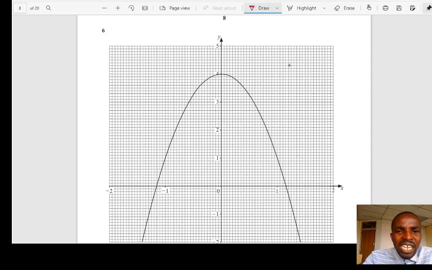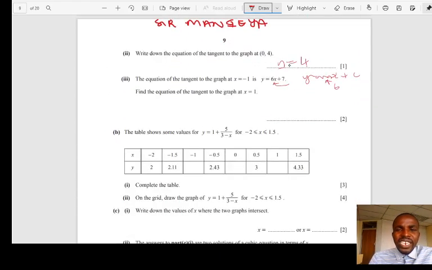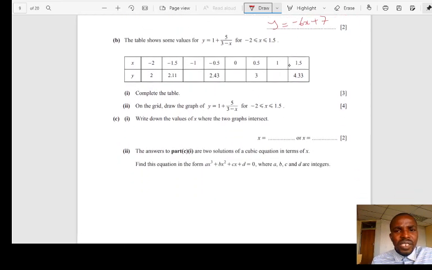Since they are also symmetrical, it means the y-intercept, the point where these two graphs cut the y-axis, must also be the same. So what is the y-intercept here? The y-intercept is actually 7. So they cut the y-axis at the same point because of that symmetry. So the equation is y equals minus 6x plus 7. What will be different is just the gradient. The sign will be negative.